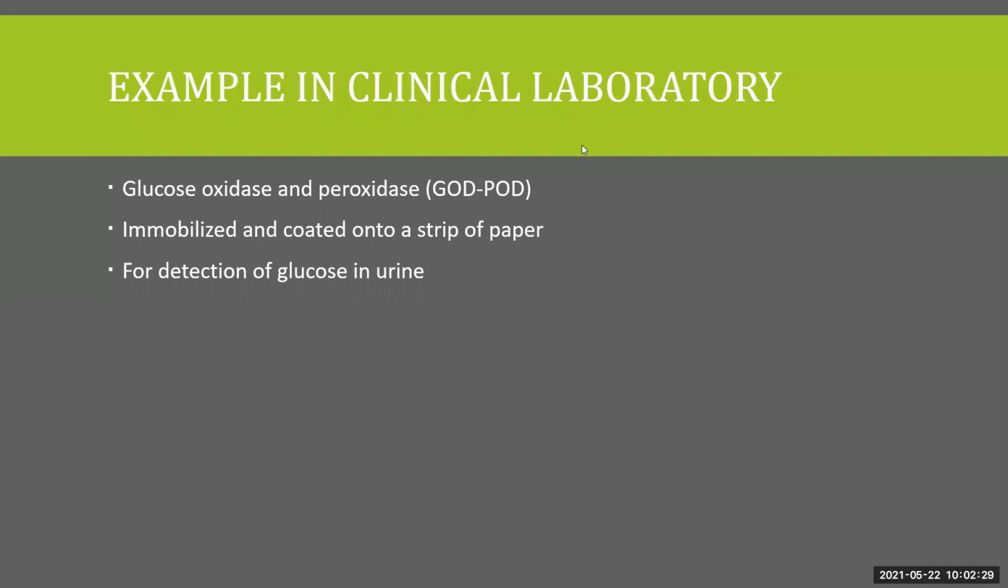So that is the methodology of glucose oxidase peroxidase in a dipstick method, where glucose oxidase and peroxidase enzymes are coated onto the strip and they are immobilized. So when you dip it into the sample, the reaction happens, the whole principle you have already studied with this enzyme.